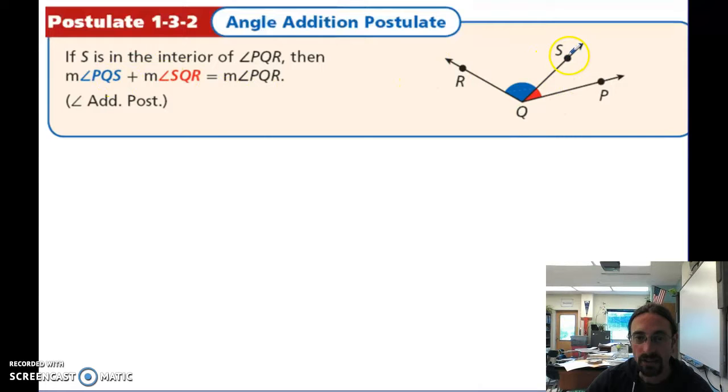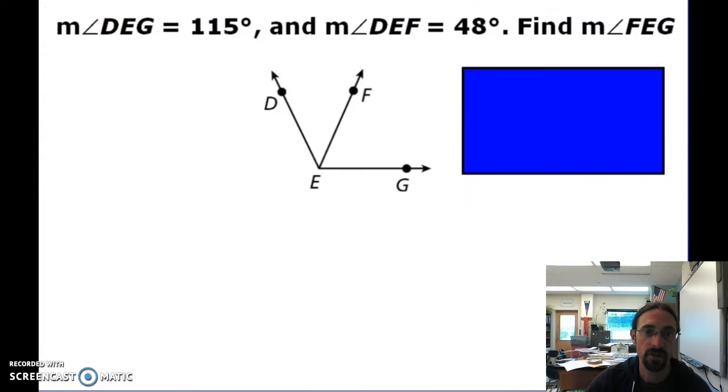Because QS lies in the interior of angle RQP, that means that the measure of angle RQP is the sum of the measure of angle RQS and the measure of angle SQP. Please put this postulate in your theorem section of your notes. All right, let's just try this concept.